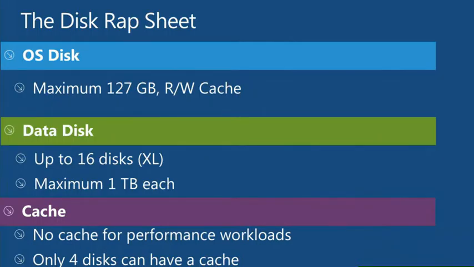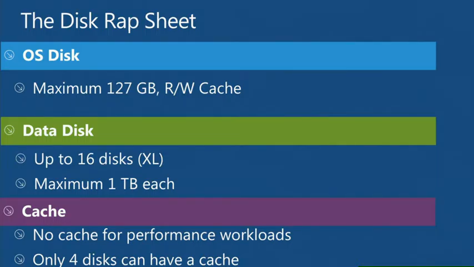So the disk wrap sheet. For the OS, the maximum size is 127 gig. And again, we have the read-write cache. The main point for the OS disk is to just host the OS. We're hoping that all of your data that you really want to save and use with the highest throughput, the best latency, the best I/O per second, you put on the data disks. The things that go directly through to storage will give you that better throughput.